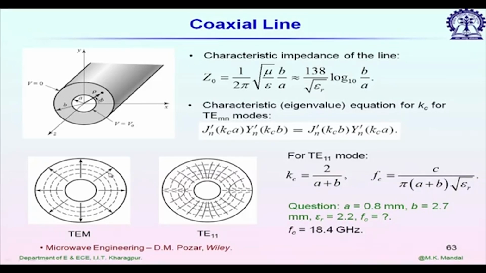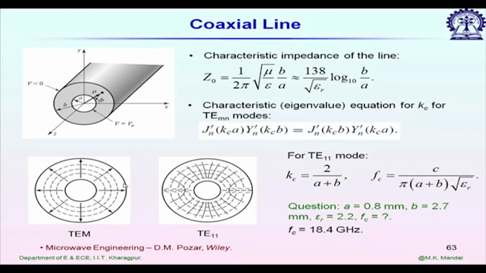Now, we can use a given coaxial cable till some higher frequency. That highest frequency of operation is determined by the lowest cutoff frequency of TE and TM mode.